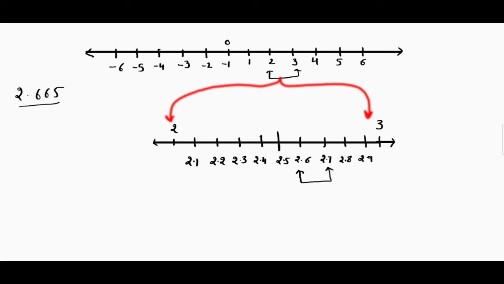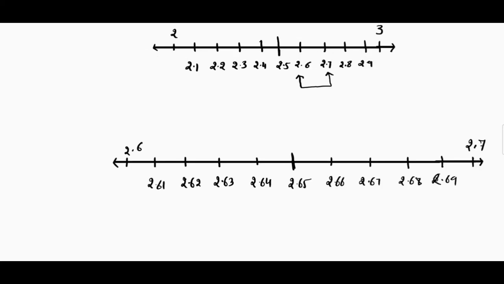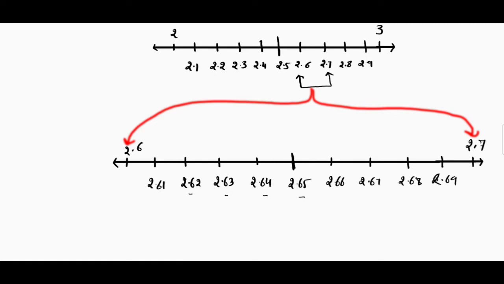Again I will magnify this portion and see this number line. After magnifying 2.6 and 2.7, we have to divide this portion into 10 equal parts, such that these parts are 2.61, 2.62, 2.63, 2.64, 2.65, 2.66, 2.67, 2.68 and 2.69, and my number is 2.665. So let's locate this number here. See, this number will be between 2.66 and 2.67.